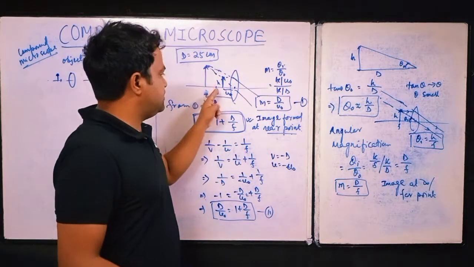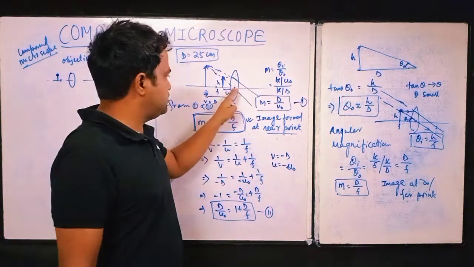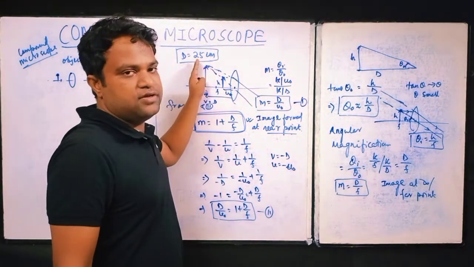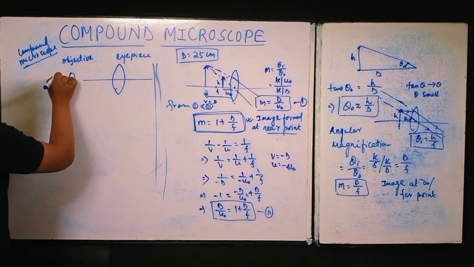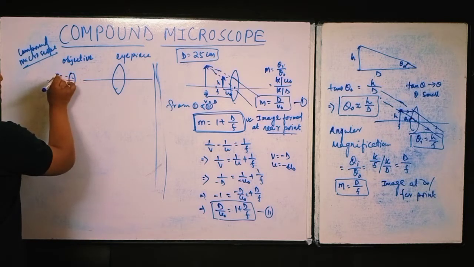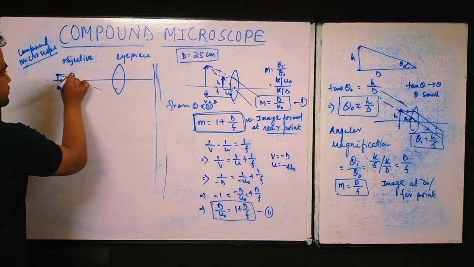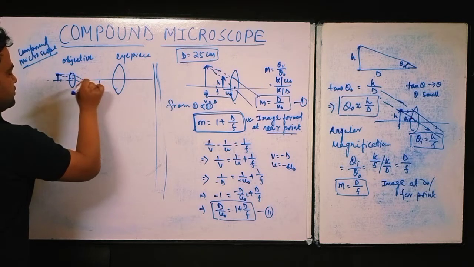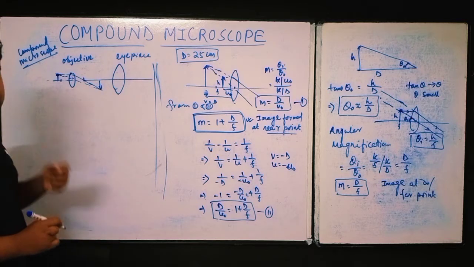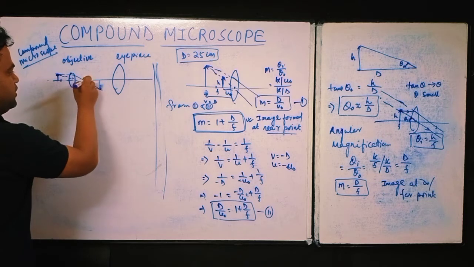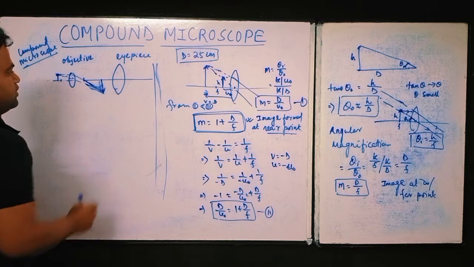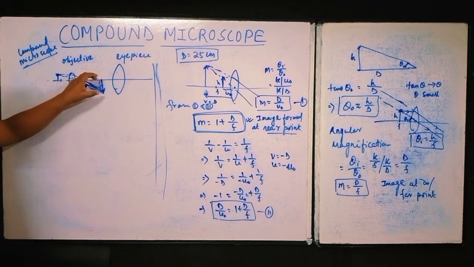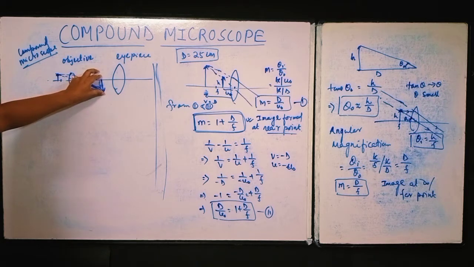Here we have kept the object in between F and optical center so that a virtual image is formed on the same side. But if we keep the object just beyond the focal length, then the image will be a real image. The real and inverted image will be formed, and a magnified image also. It will be a magnified, inverted image.